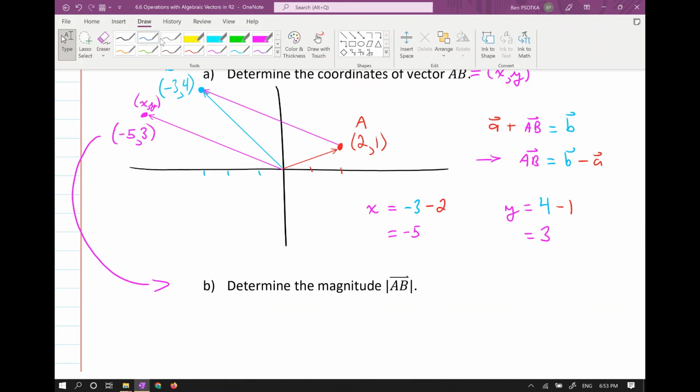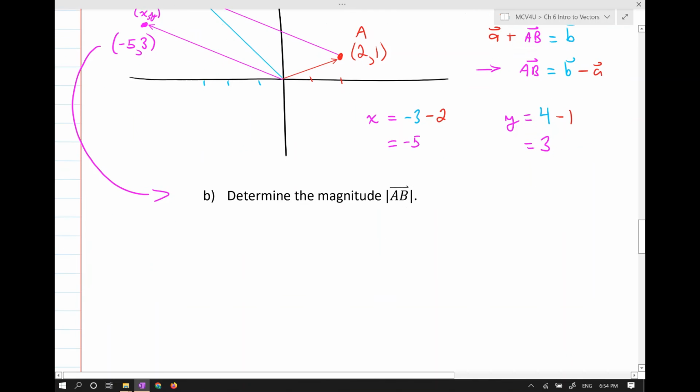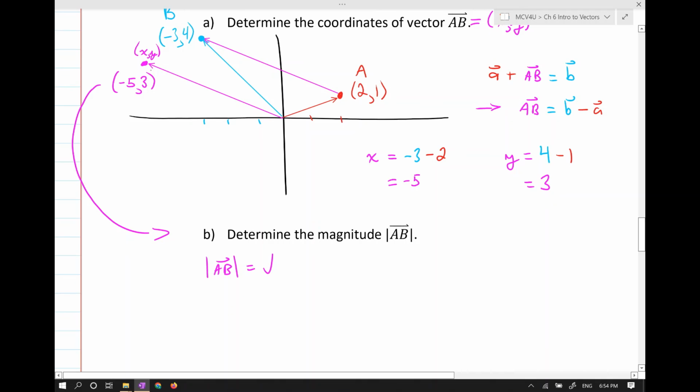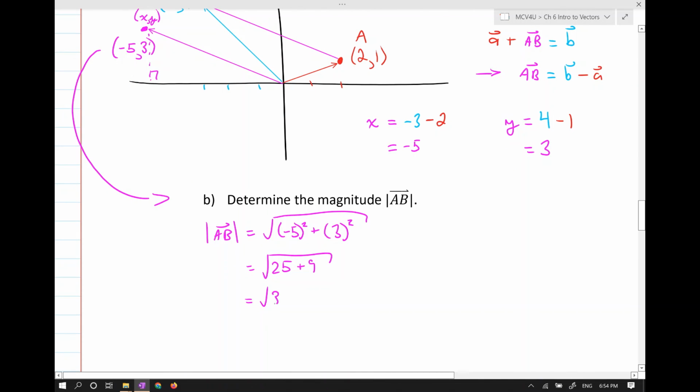Well, we can find the magnitude of AB very easily. The magnitude of AB is going to be equal to the square root, right? We're considering this as a right-angled triangle. This is the hypotenuse we're finding. So the square root of -5 squared plus 3 squared. Nice and easy. So I'm working with the square root of 25 plus 9. I'm working with the square root of 34.